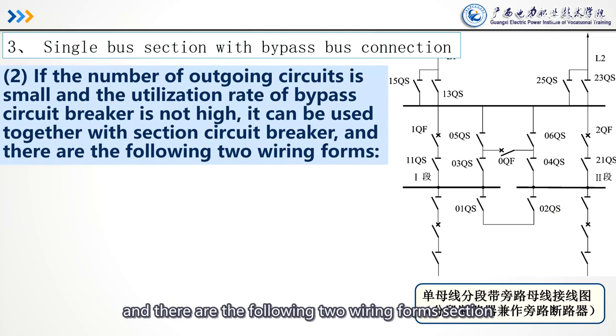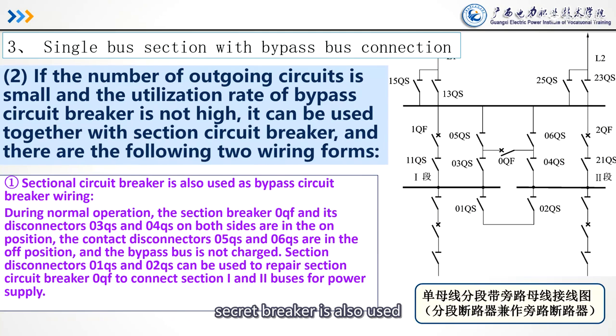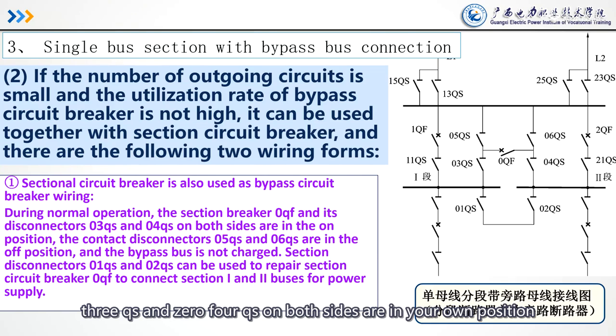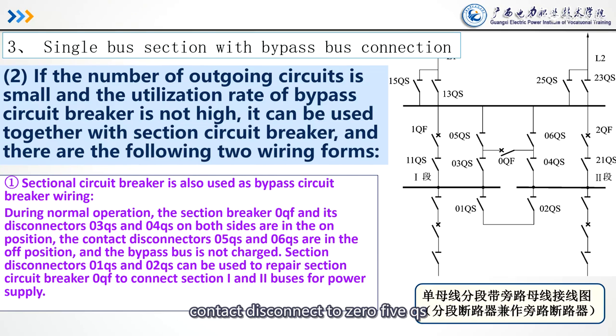And there are the following two wiring forms. Sectional circuit breaker is also used as bypass circuit breaker wiring. During normal operation, the section breaker 0QF and its disconnectors 03QS and 04QS on both sides are in the on position, and contact disconnectors 05QS and 06QS are in the off position, and the bypass bus is not charged.